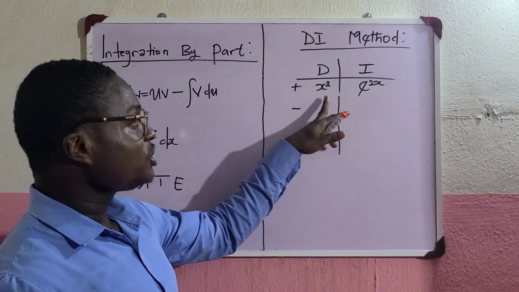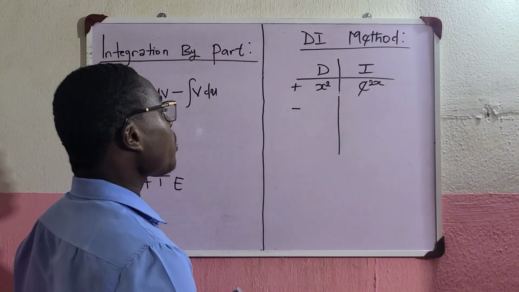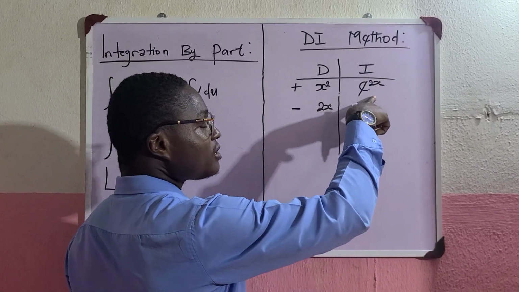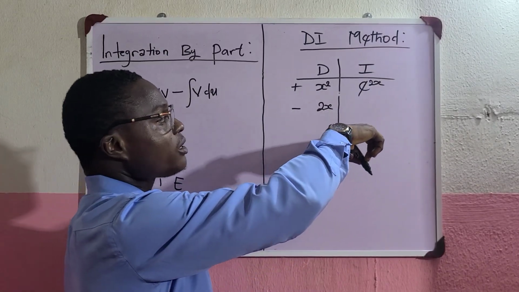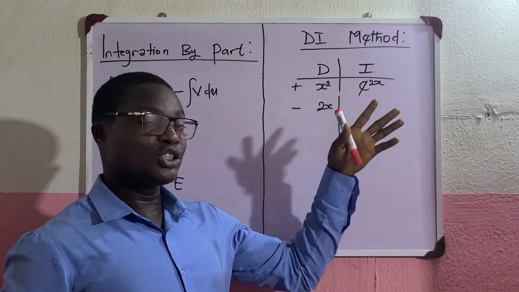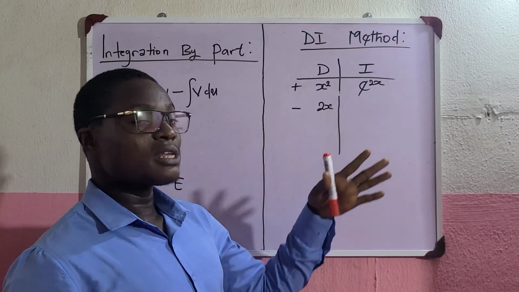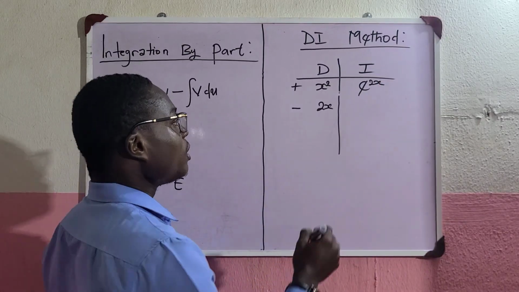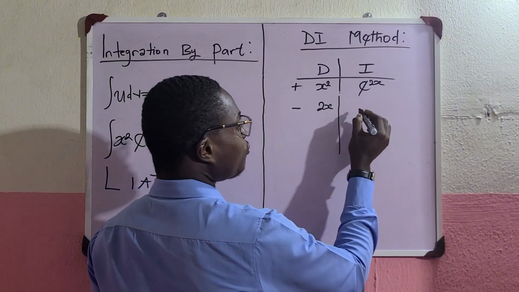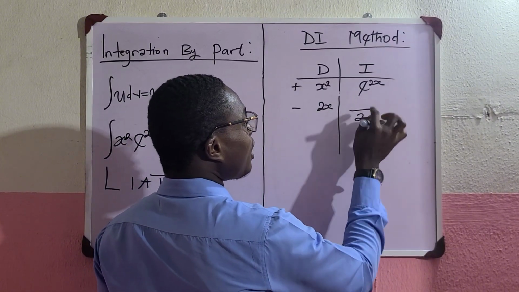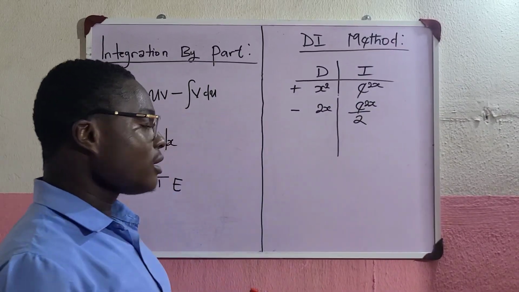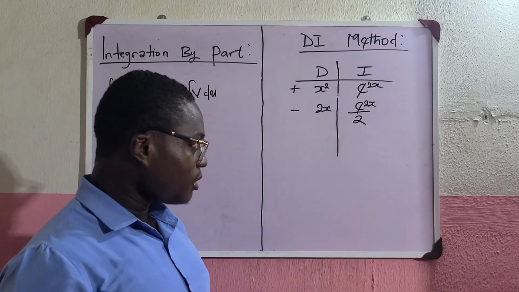This simply means differentiate. D means differentiate x squared. So if you differentiate x squared, you have 2x. And I simply means integrate exponential 2x. So if we integrate exponential 2x, don't forget that to integrate an exponential function, you take the derivative of the exponent and divide by it. If we differentiate 2x, we are going to have 2. So we divide by 2, and then we rewrite the function exponential 2x over 2.